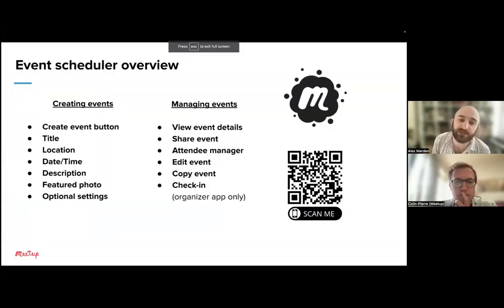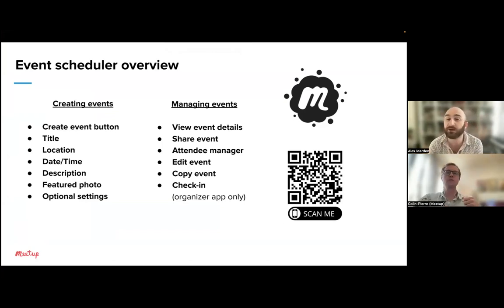We'll continue going through our presentation. So this slide is an overview of everything we just looked at in the event scheduler: your ability to create events, the details that you can input, and then once they're published, the ways you can manage the event. You can view your event details. Colin showed us how we can share an event. We'll take another look at the attendee manager in the next few slides, and how you can edit the event.